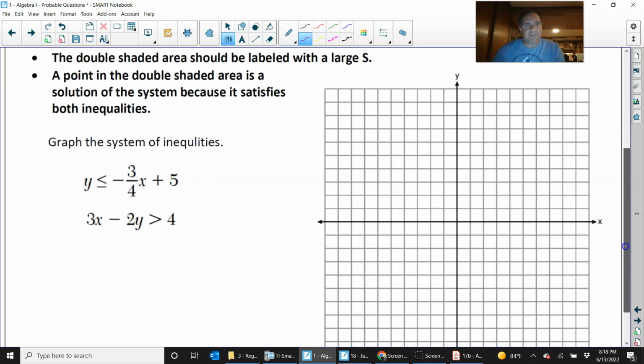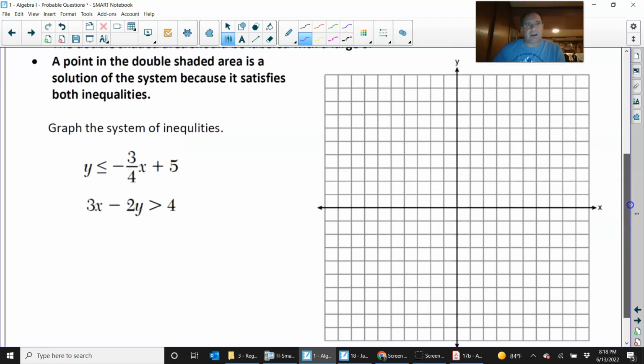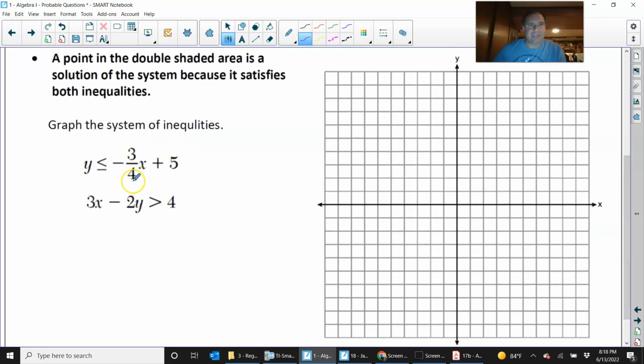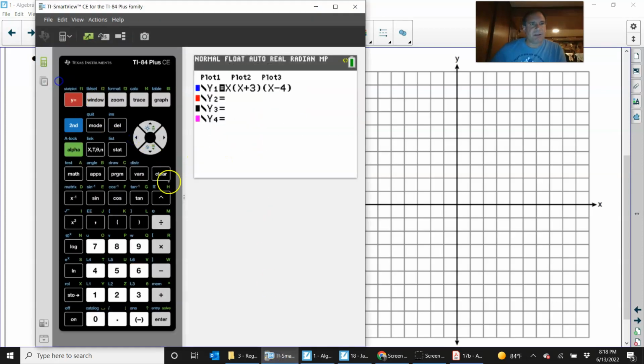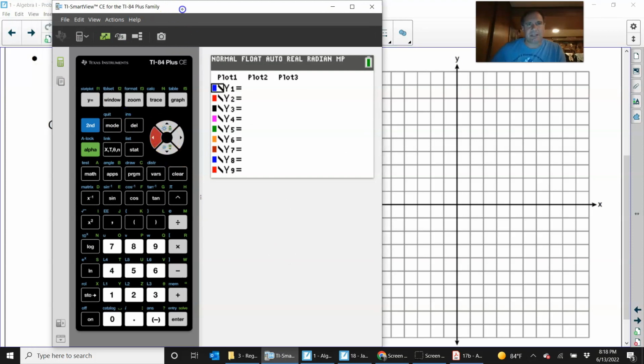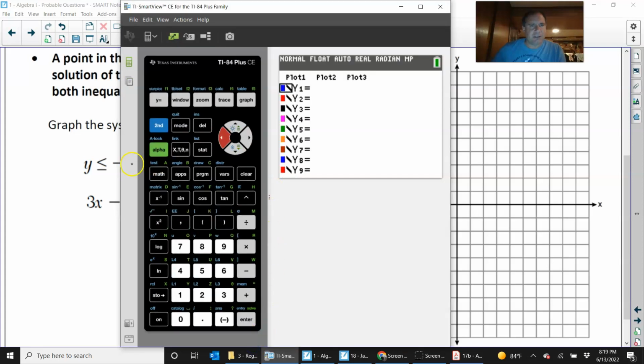Let's go ahead with that first one. It is y is less than or equal to negative 3 over 4x plus 5. So remember, we could just go ahead and put this into the calculator right away. We're going to have the y equals, and we're going to clear that. And I'm going to go to the utmost left. You see where it's blinking there? And I'm going to change that to a less than or equal to.